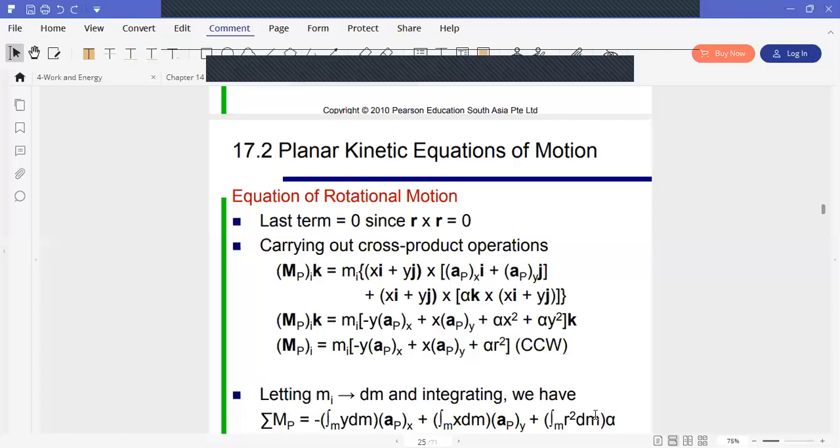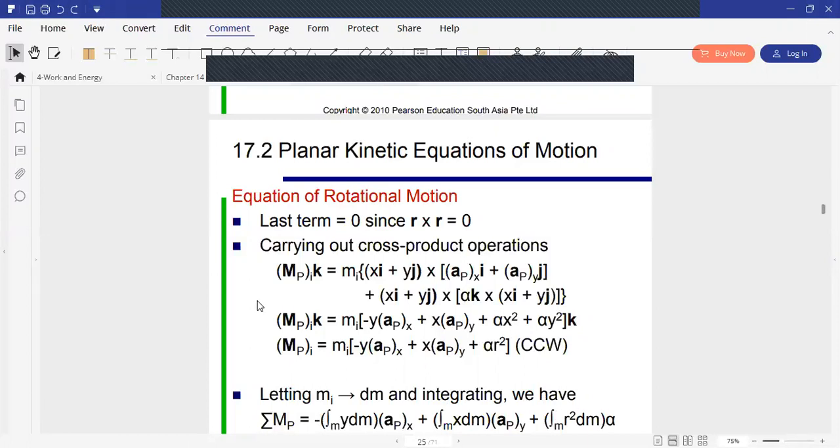And now, what is the integral of r squared dm? This is the definition of what? Of inertia. So I will deduce that it is inertia about which point? P. Why P? Because r is the distance from the elementary mass to point P. So this term will represent the inertia about P.